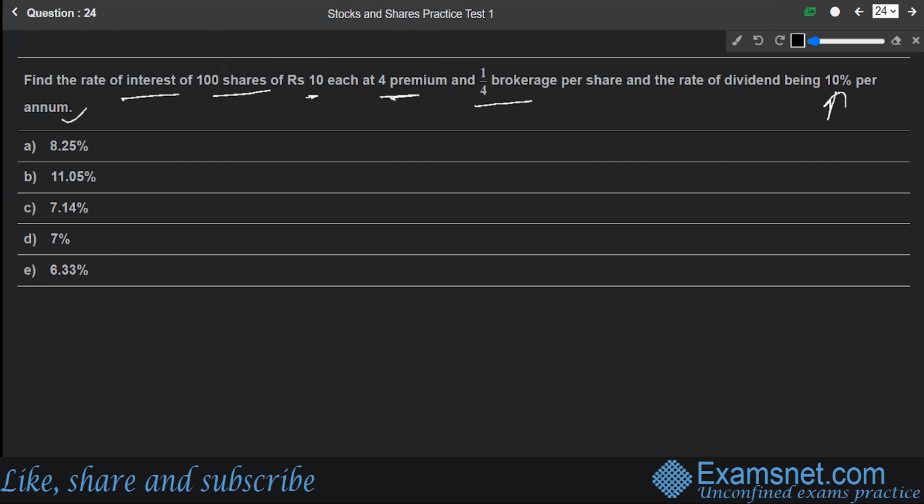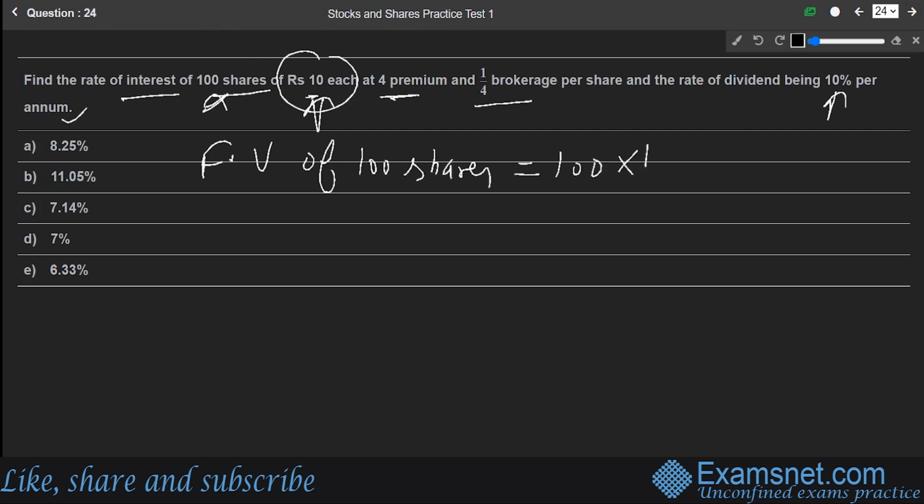So let us understand first of all what they are saying. The face value of each share is 10, and how much has he bought? Rate of interest of 100 shares. So he has bought 100 shares. The price of each share is 10. So what is the total price of 100 shares? Let us find out, that is going to be simple. We can clearly write down the face value of 100 shares. When the face value of each share is rupees 10, the face value of 100 shares will be simply 100 into 10, that is rupees 1000. So this is the face value of 100 shares that is available with us.